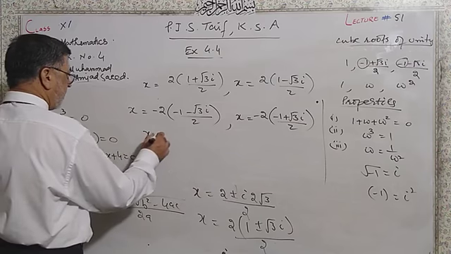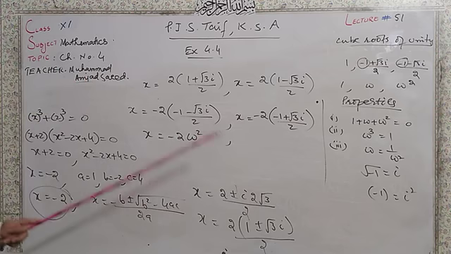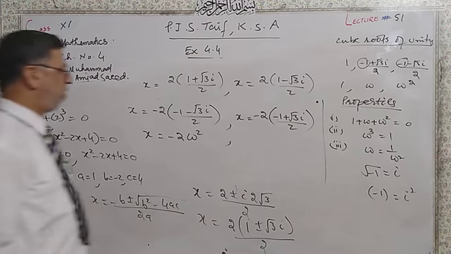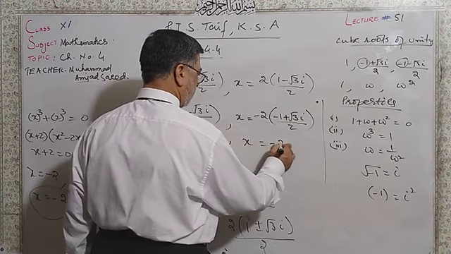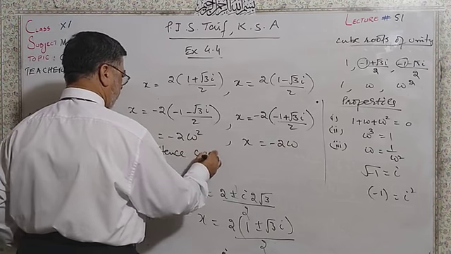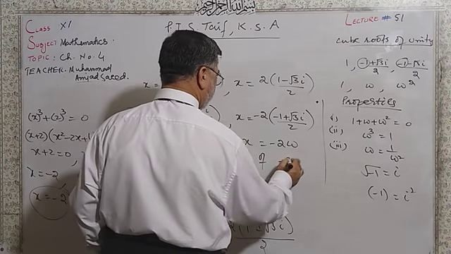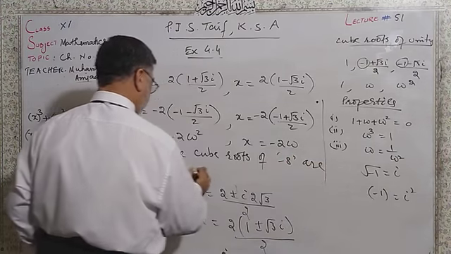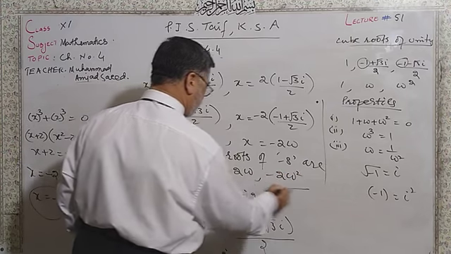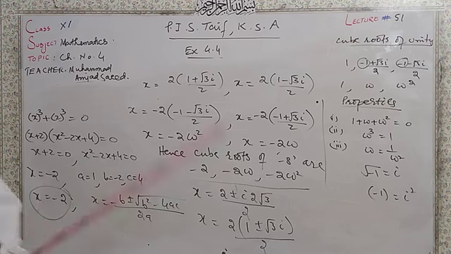But now we can write down -2 omega square. Remember that safely this is the value of omega square and here is omega. That is omega. Hence, cube roots of -8 are -2, -2 omega, -2 omega square. So this is your required answer.